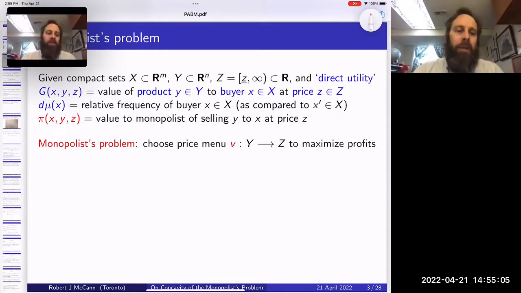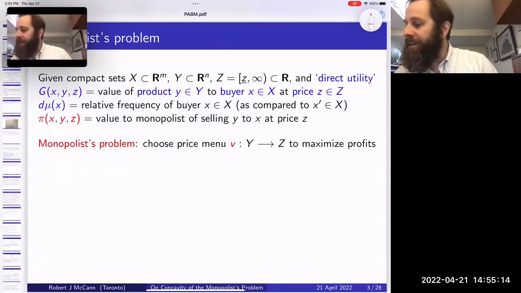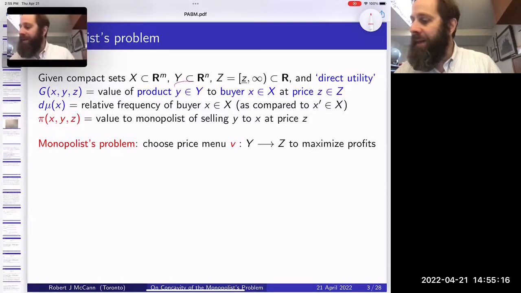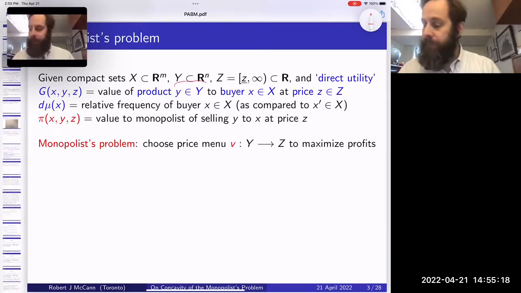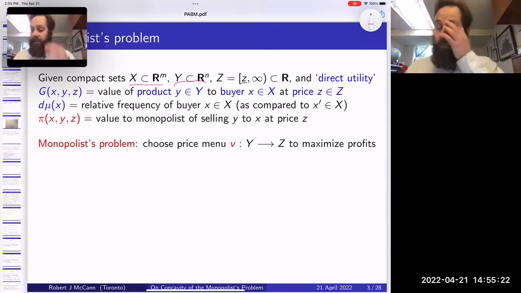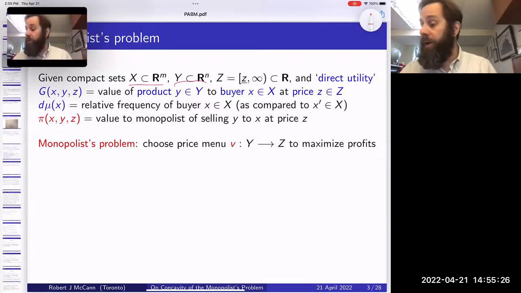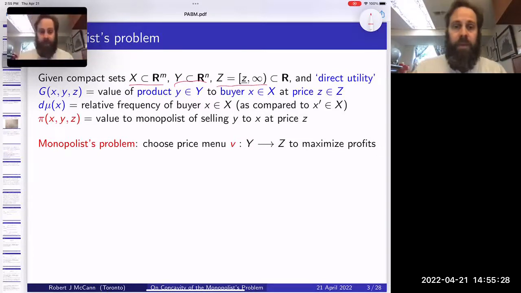And so I'm going to model this situation by thinking of the automobiles as lying in some subset of n-dimensional Euclidean space, sorry, you can't see that, called Y, and the consumers as living in a subset X of a space possibly of different dimension M. And then there's also going to be a price that the vehicle trades for, Z.